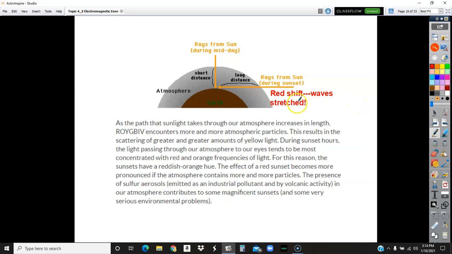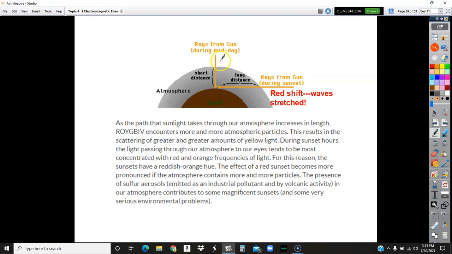Sunrise, sunsets. People will always ask me, Mr. Rocco, how come, certain times of the day, the sun itself or the colors will change? Usually in the morning or evening, you get nice pink or red sunrises, sunsets. It has to do with, again, wavelength, and actually has to do with light. And pollution, unfortunately. It says, as the path that sunlight takes through the atmosphere increases in length, Roy G. Biv, there's your colors, encounter more and more atmospheric particles. This results in the scattering of greater and greater amounts of yellow light.